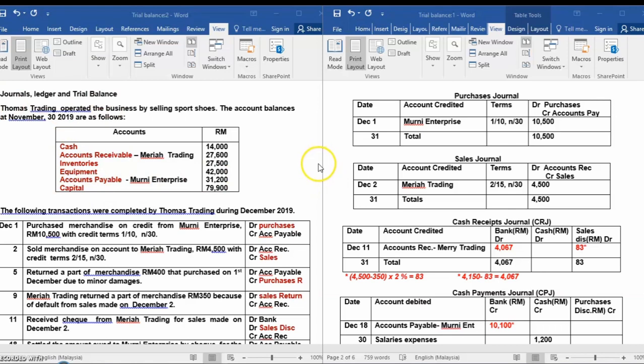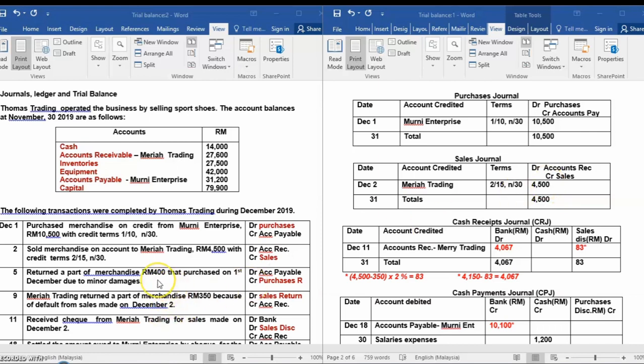So look at the 1st of December, purchase merchandise on credit from Murni RM 10,500. So we have to record in the purchase journal, debit purchase and credit account payable with the amount of 10,500. The 2nd of December, sold merchandise on account to Maria Trading RM 4,500, and we have to record in the sales journal, debit account receivable, credit sales with the amount of 4,500.